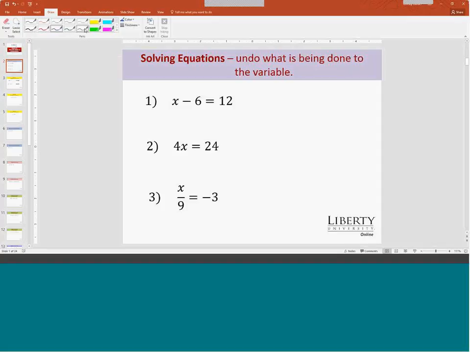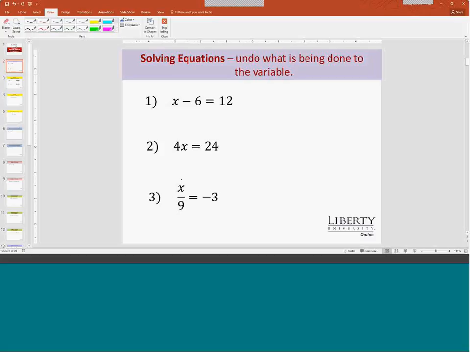Now I'm just going to introduce solving equations in a very simple step-by-step way. When you solve an equation, there is a variable, and the variable represents an unknown value, just one variable. We can solve for that variable and find out what its value is. In solving for a specific variable, you have to undo what's being done to that variable. And we'll talk about order of operations here in just a minute.